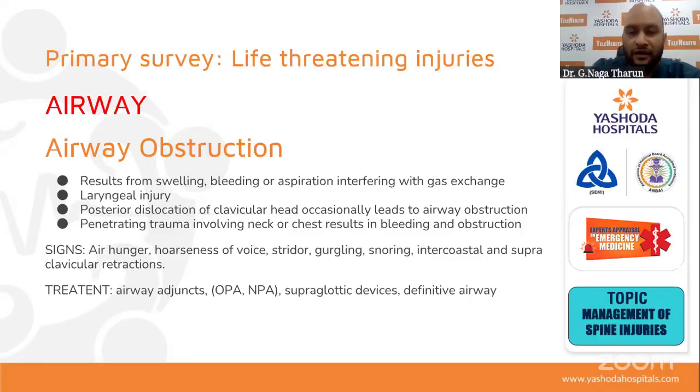In the treatment of airway obstruction in thoracic trauma, first we keep airway adjuncts like OPA and NPA, the oropharyngeal airway and nasopharyngeal airway, then supraglottic devices, and a definitive airway like intubation. If a definitive airway is very difficult, we have to plan for needle thoracotomy and tracheostomy also.